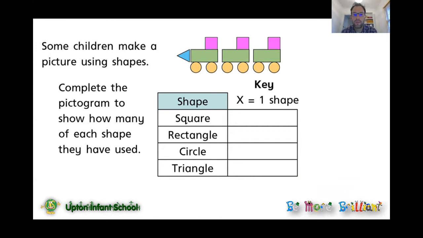Okay, how do they get on with that? Well, let's have a little look. That's what I've done. So I can see that there are 3 squares, there are 3 rectangles, there are 6 circles, and there's 1 triangle.